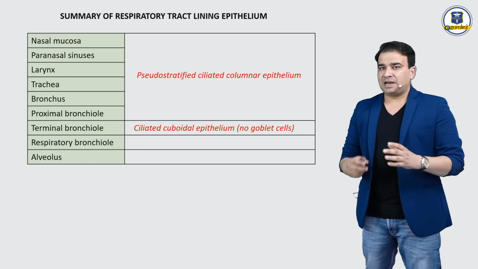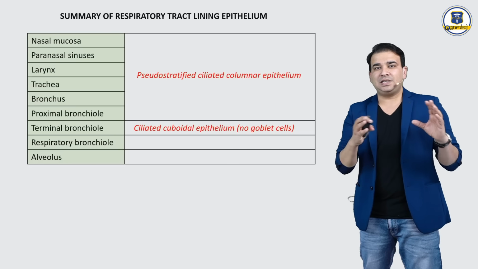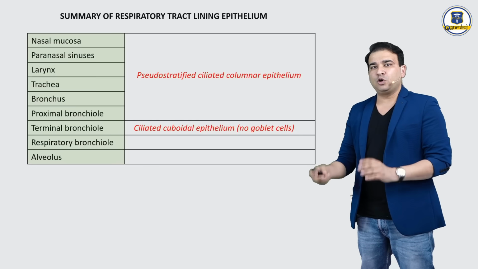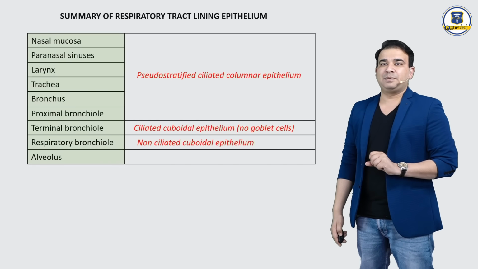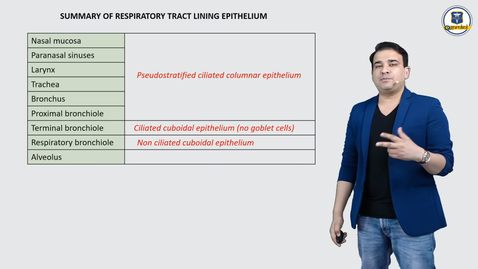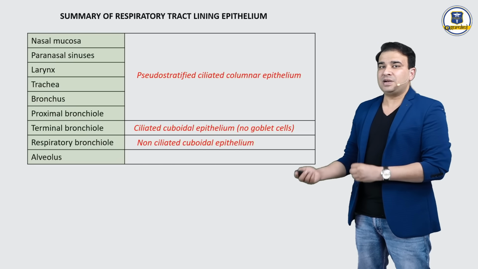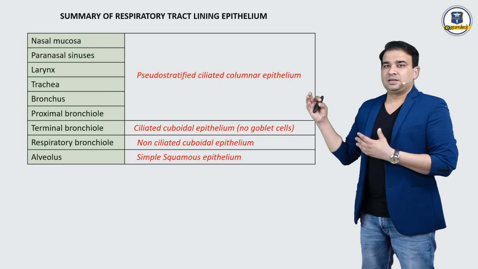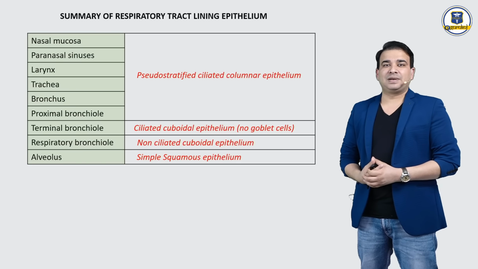In the respiratory bronchiole, the lining epithelium changes from ciliated cuboidal to simple cuboidal. And I said if you have to go with one, go with the non-ciliated cuboidal epithelium in that case. And finally the alveolus, which has type 1 and type 2 pneumocytes. Because the predominant cells are type 1 pneumocytes, if you have to go with one option, that obviously is a simple squamous epithelium. So that's the summary of the respiratory system lining epithelium.